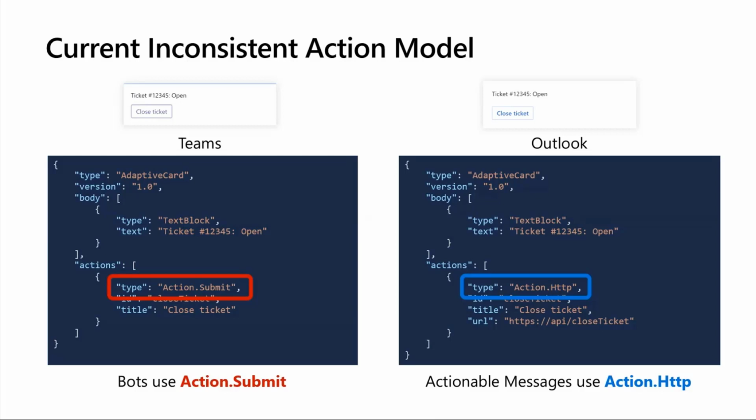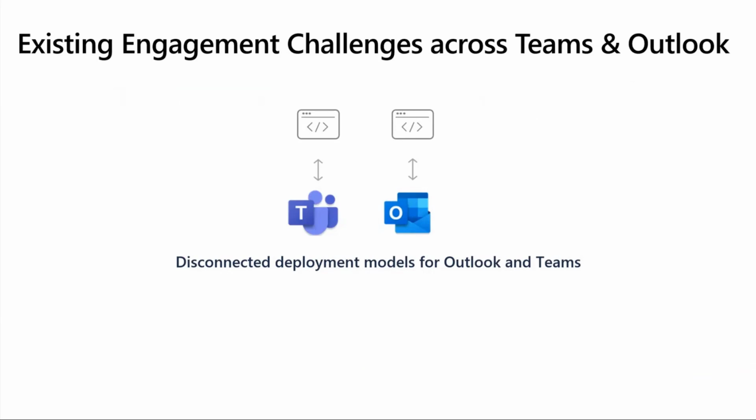So if you were to use an adaptive card based integration on Teams, you would want to use action.submit as your action type. And if you wanted to build an application for the same scenario in Outlook, you would be tempted to use action.http as the action type. Hence, you see that the action model is inconsistent and there previously did not exist any way to have the same adaptive card payload work on both Teams and Outlook. This presented a disconnected deployment model for Outlook and Teams.